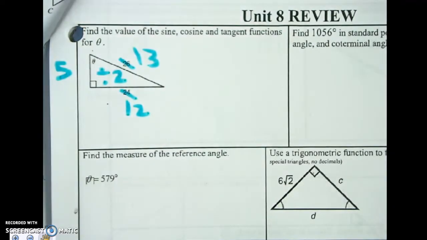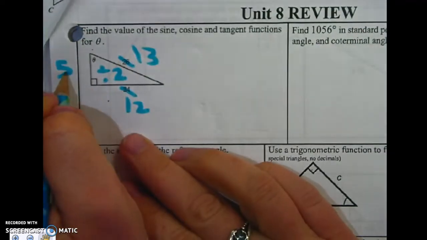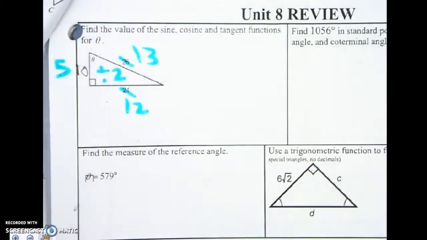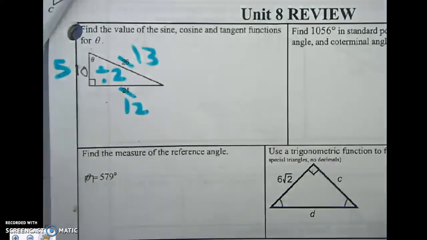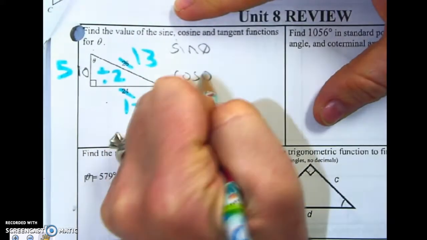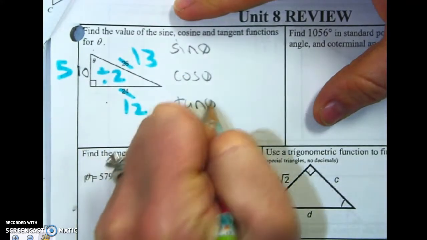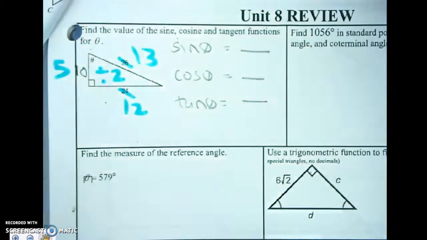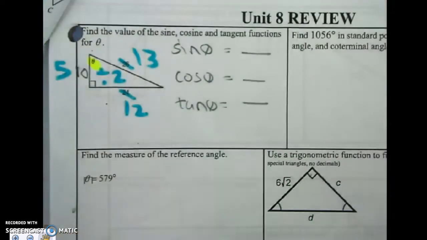But if you remember from the beginning of the chapter, you're going to have to show me that you know this length is not actually 5. So you multiply by 2, and it's actually 10. All right, so they want you to do sine theta, cosine theta, and tan theta. And they want it based on that theta.